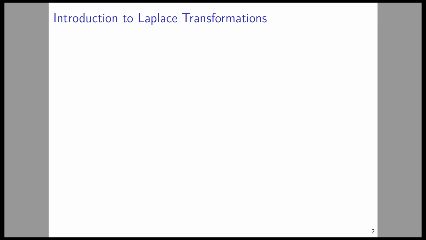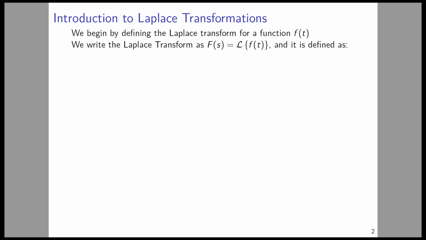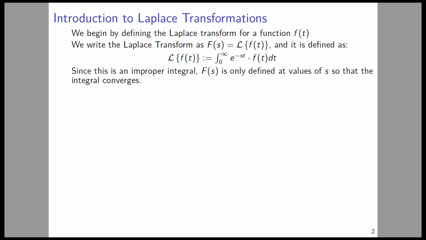Before learning how to solve differential equations using Laplace transforms, we first need to define it, as well as bring in some notation. The way that we write a Laplace transform, L of f of t, is as some function F of s, which is defined as the integral from 0 to infinity of e to the negative st times f of t dt. Notice here that the Laplace transform is defined using an improper integral. And since this is an improper integral, F of s is only defined for values of s so that the integral converges. Our first theorem relates to this condition.